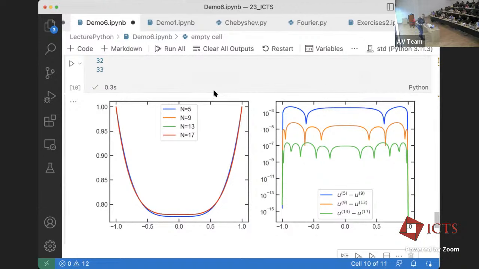To appreciate how accurate this actually is, it doesn't really matter because the plot just keeps on going to the right the same way. You have to plot differences. So here is the difference 5 minus 9. That's the blue line. If we assume that 9 is a lot more accurate than 5, the 5 minus 9 is going to tell us that the 5 solution is good to about 10 to the minus 2. 9 minus 13 tells us that the 9 solution is good to about 10 to the minus 4. And the 13 is good to about 10 to the minus 6 or so.